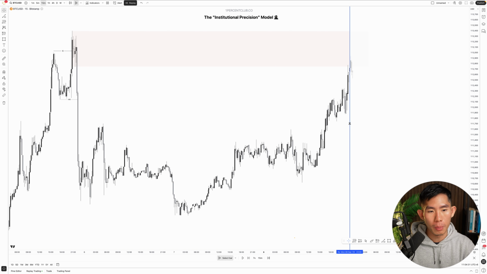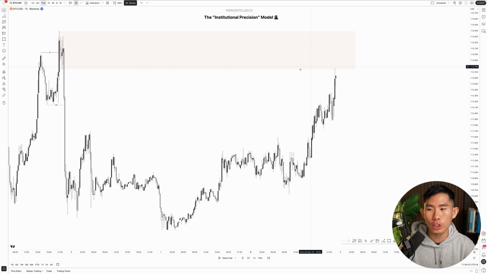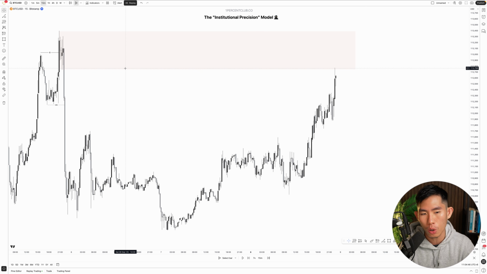So let's go back in time a little bit. The minute price mitigates your institutional zone just like this, what do you do? This is what you do, okay? This is what you do. At this point of time, it's so easy to get FOMO. It's so easy to think, oh my God, price is gonna go down right now, man. I gotta enter for a sell right here.